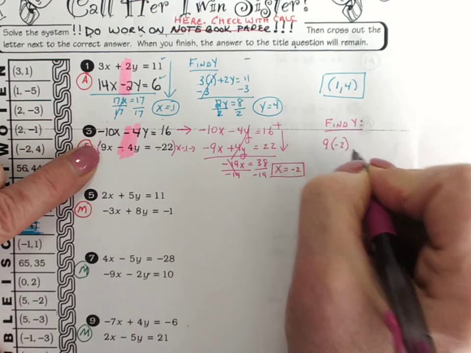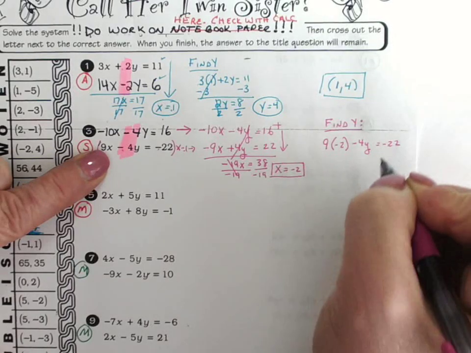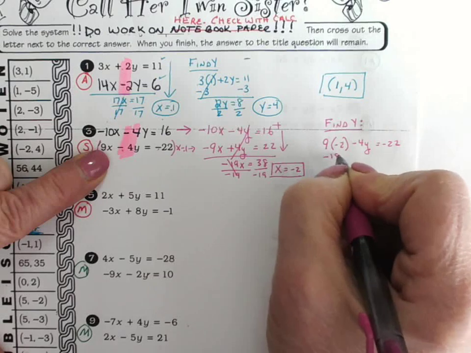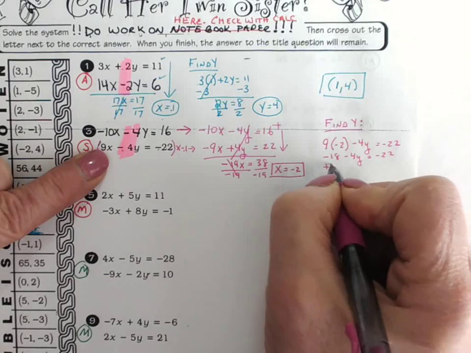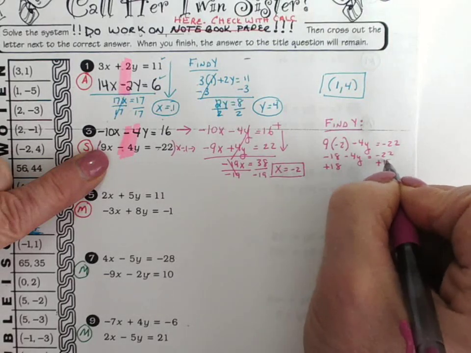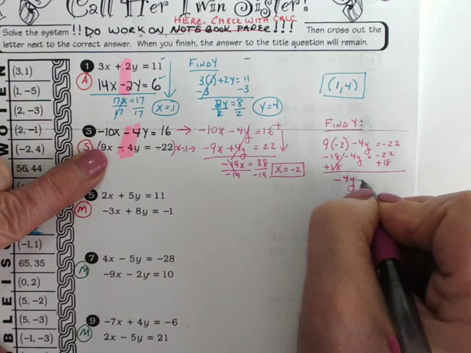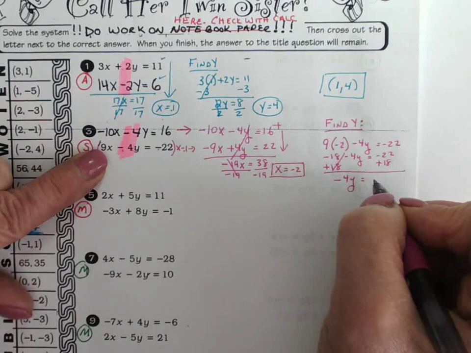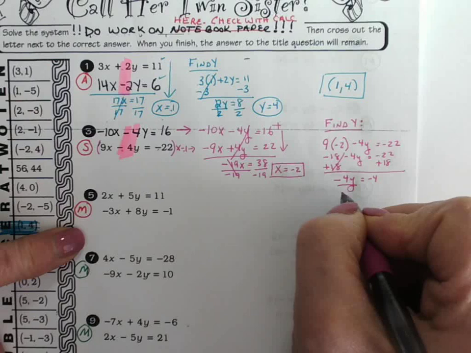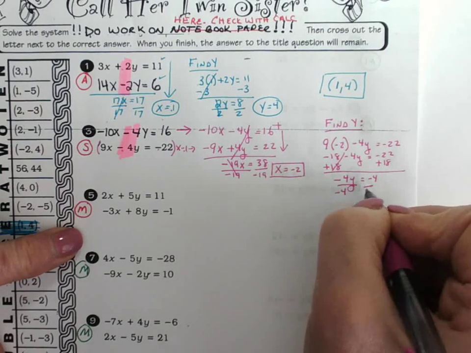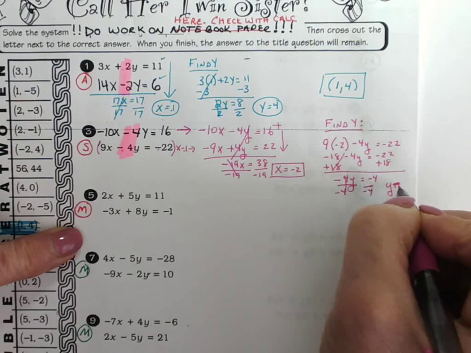9 times negative 2, which is x, minus 4y equals negative 22. Negative 18 minus 4y equals negative 22. Add 18, add 18. Negative 4y equals negative 4. Divide by negative 4. And y equals 1.